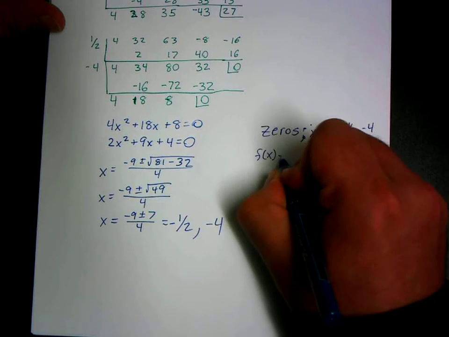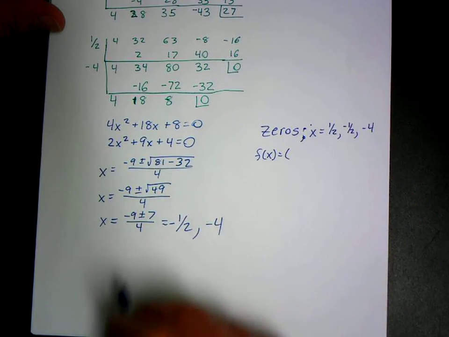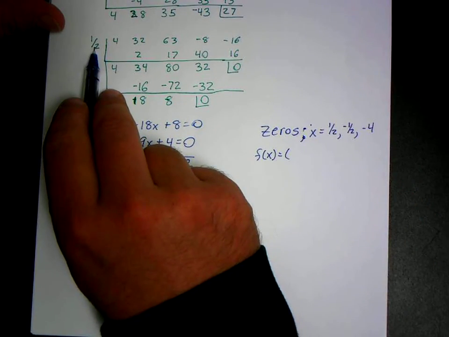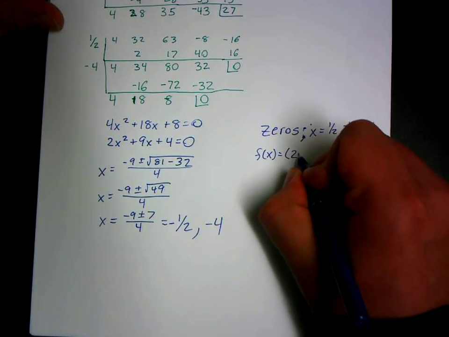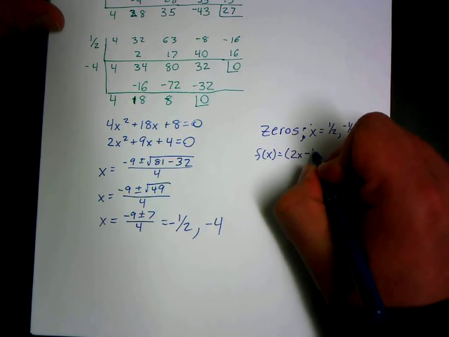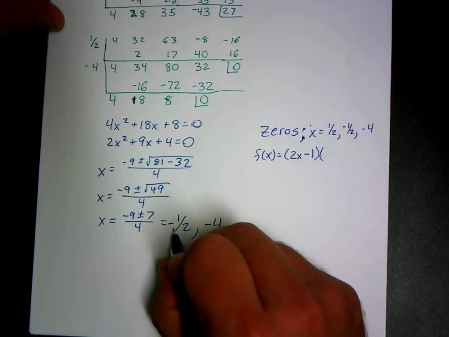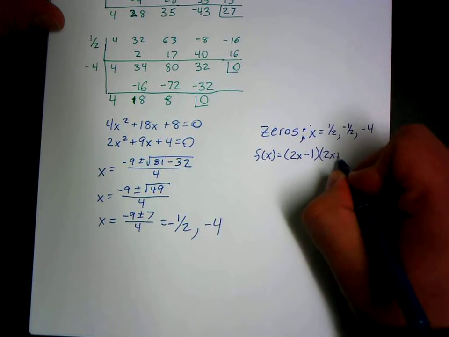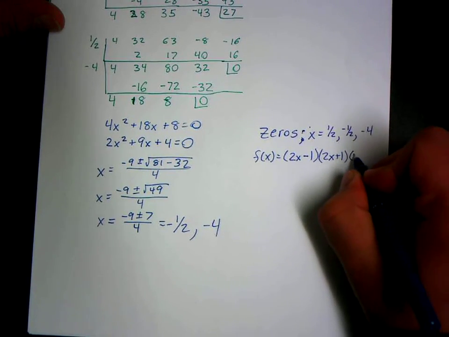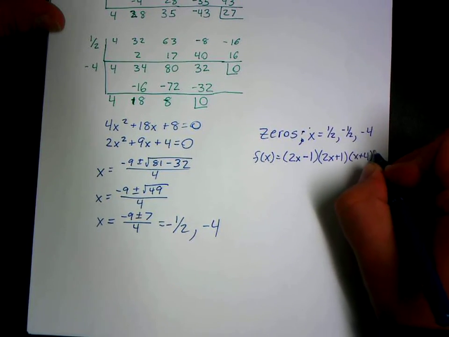My function factors into, okay, if I have a zero of 1/2, that means that my factor is 2x minus 1, right? And negative 1/2 would be 2x plus 1. Yep. Okay.